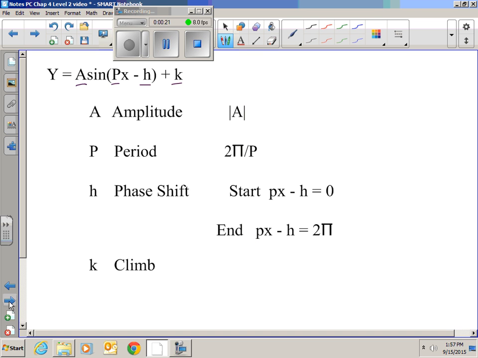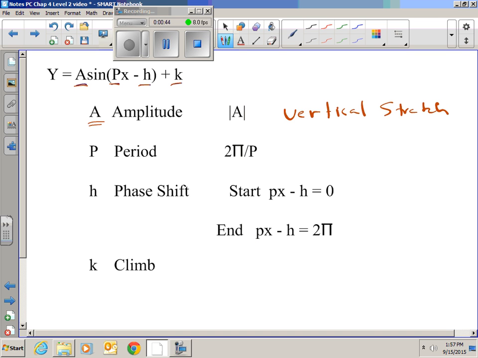there are 4 important variables, the a, the p, the h, and the k. The a tells us our vertical stretch. In trigonometry, we call it the amplitude. So this is our vertical stretch. It tells us how tall our wave is.